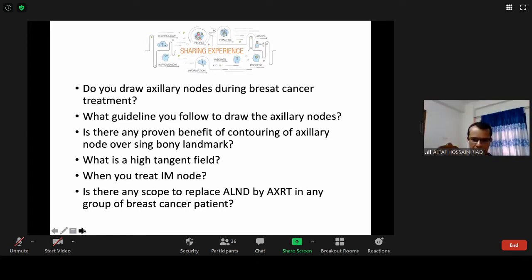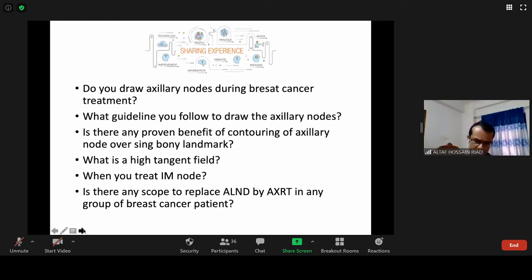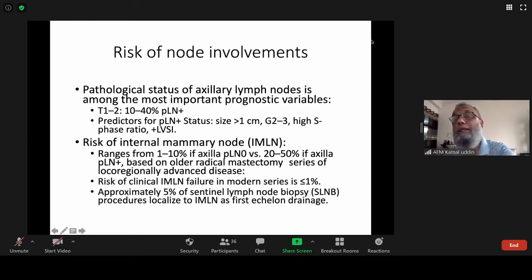In early breast cancer, can we replace axillary lymph node dissection by axillary radiotherapy? Yes, sir. We can replace, sir. Okay, good. Thank you, Ria.